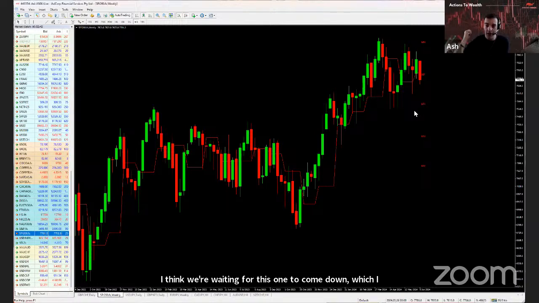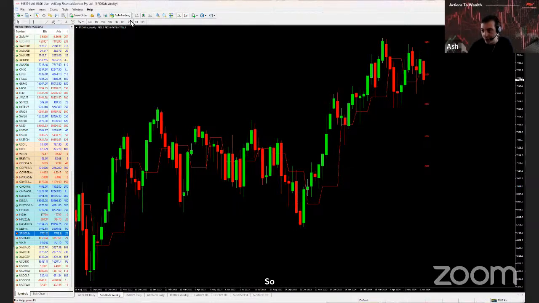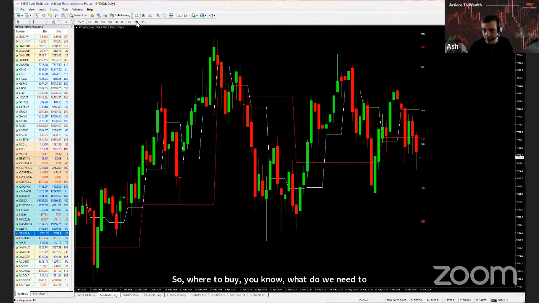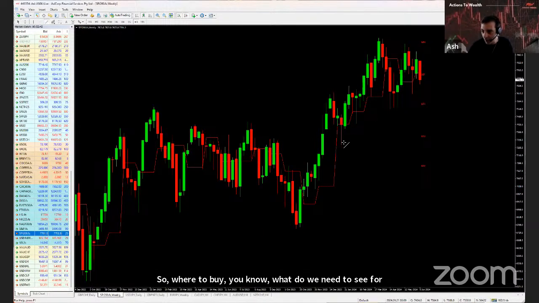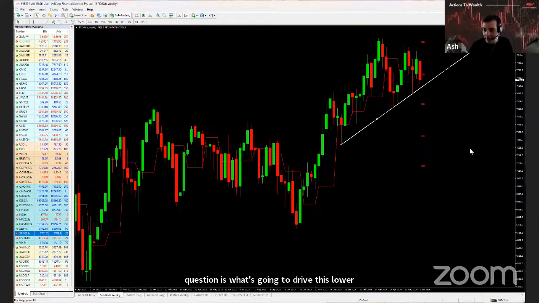or I hope it does. I think trading it lower is too dangerous. I think trading it short is too dangerous. Even though we're looking for it to come short, I think what would be better is to wait for it to come down and then buy it up. So where to buy? What do we need to see for this one to buy? It looks like it's finding some weakness here. The question is what's going to drive this lower, and I don't really have anything except for some profit taking.